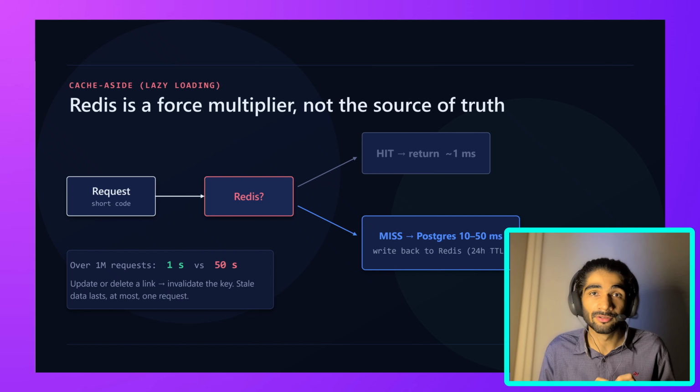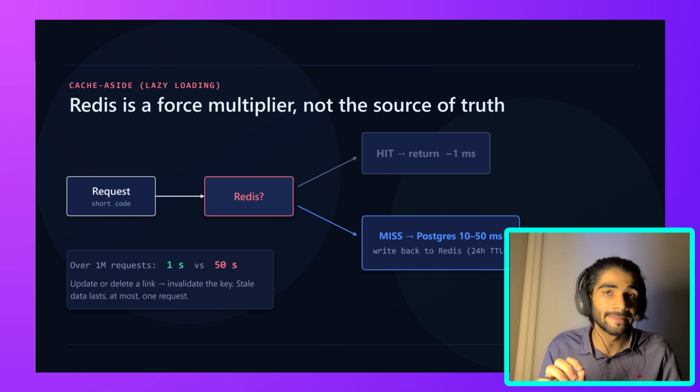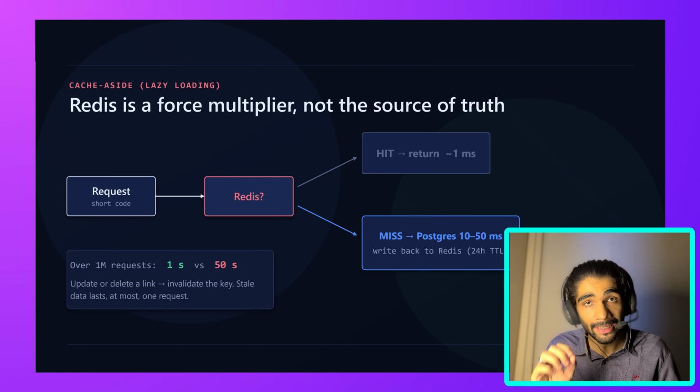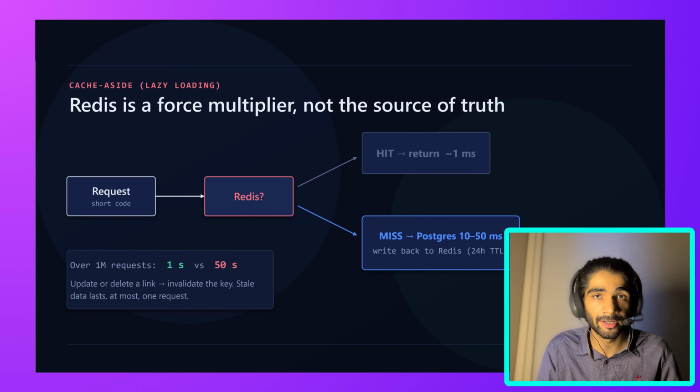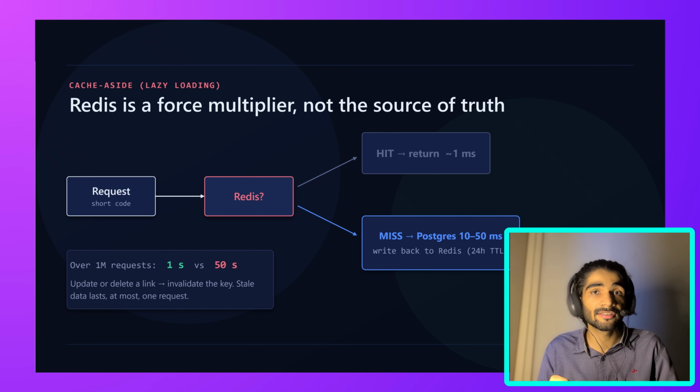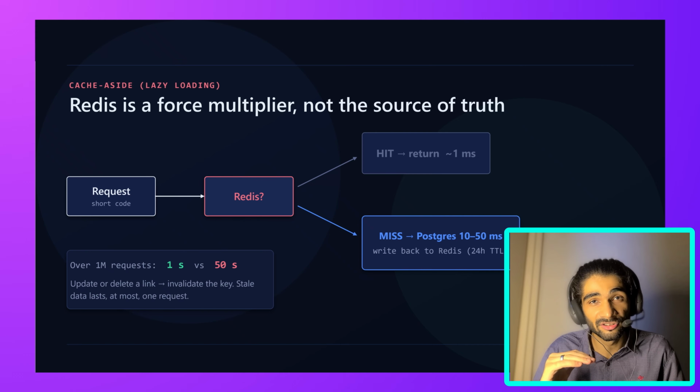When a user updates or deletes their link, we invalidate the cache. So the next request gets a fresh copy from the database. Stale data stays just for a single request. And because the code uses the strategy pattern, the tests for this project just use in-memory. They don't need Redis running at all. So Redis is a force multiplier, but it's not the source of truth.